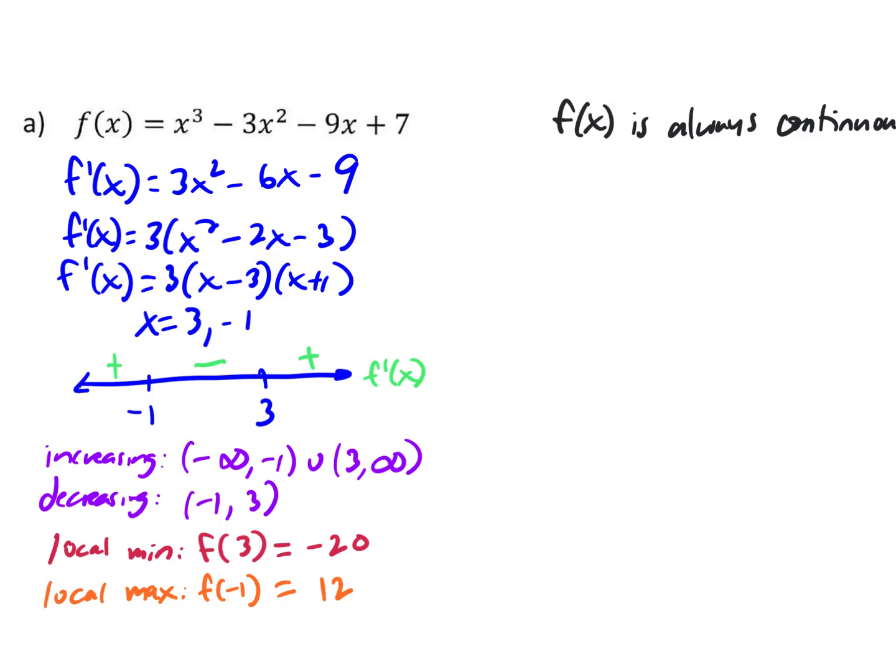Okay, so we've done the first two parts. That's all we've done. We've found out where it's increasing and decreasing. We have found out local min and max. What we need to do now is find out about concavity. Well, concavity requires us to take the second derivative. Okay, so I just take this and take the derivative of this. So that's 6x minus 6.